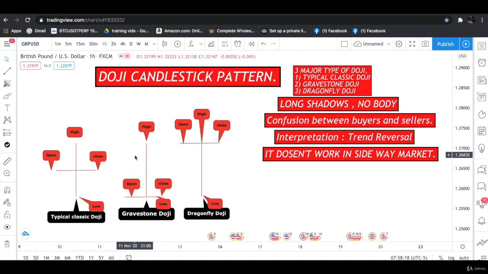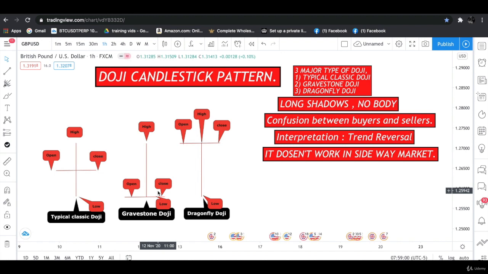This is the gravestone Doji candlestick. The gravestone Doji candlestick is basically, you all know the alphabet T. Its shape is like the opposite of the alphabet T. You can see over here. Have a look. It has the same long shadows but no body at all. This was the high price, this was the low, and the open and close remained the same. The buyers and sellers both were in a confusion state.